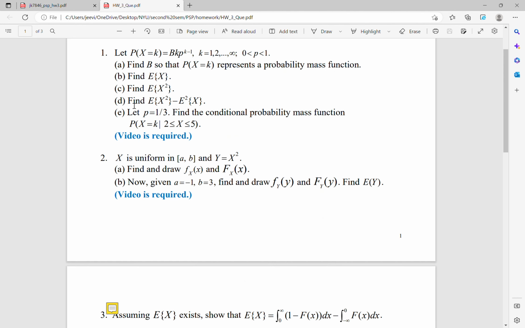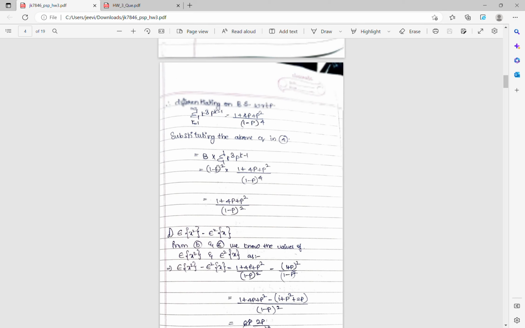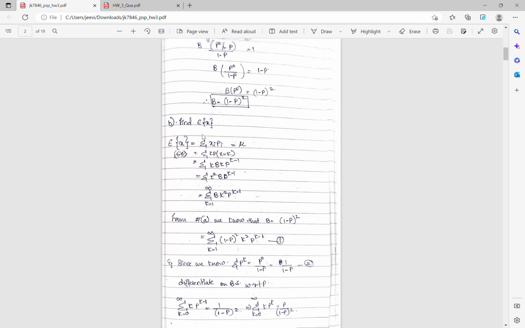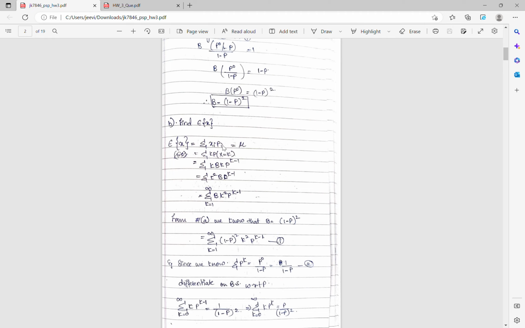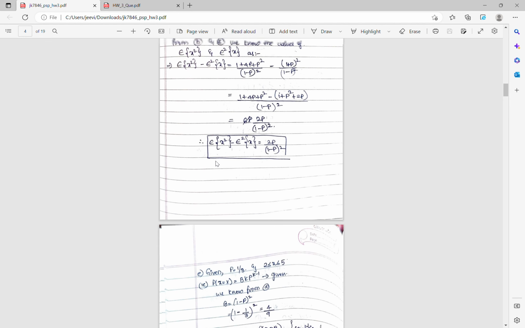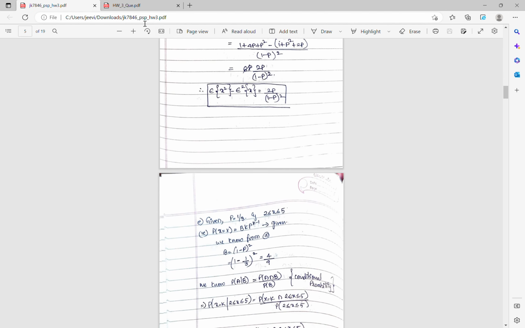Now, in the first part, we are asked to calculate E of X square minus E of X whole square. Now, we know from b and c, that is from b we know the value of E of X whole square, and from c we know the value of E of X square. Now, substituting both those values here, we will get that E of X square minus (E of X) whole square is equal to 2p by (1 minus p) whole square.